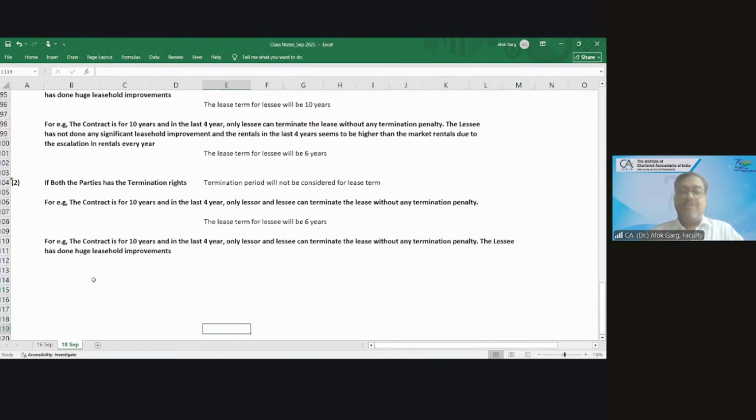Now again the same question. The contract is for 10 years. In the last 4 years, both the parties, it is not only, both lessor and lessee can terminate the lease without any termination penalty. The lessee has done huge leasehold improvement. What is the lease term? 6 years, sir. The lease term will be 6 years only.